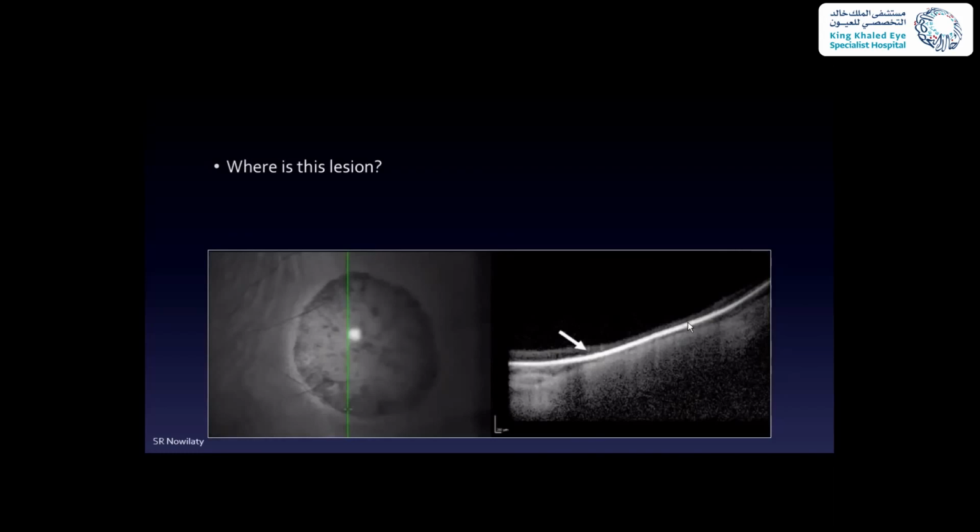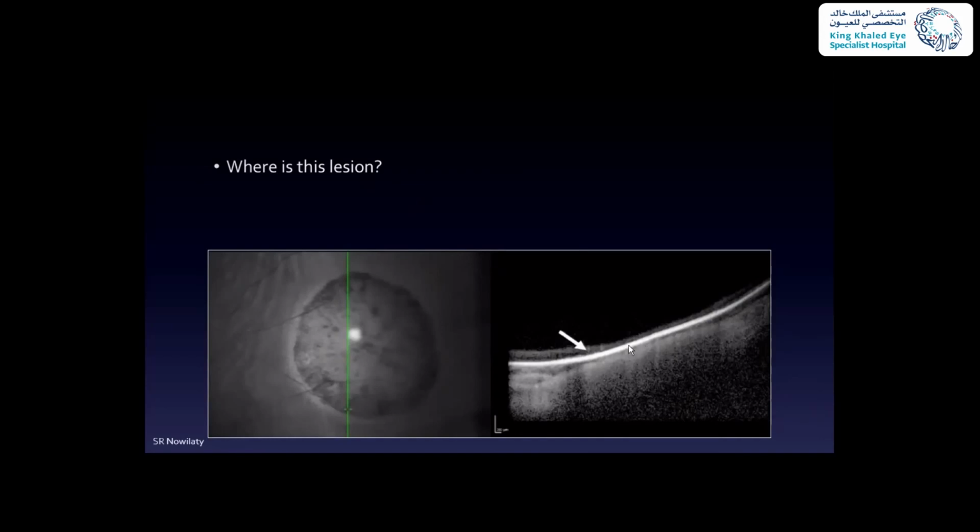And notice that the RPE is, somebody said thick RPE, somebody said, well, not telangiectasia, but RPE, yes, it is a problem with an RPE. It is a very hyper-reflective RPE. So it is a thickened RPE or a hypertrophic RPE.